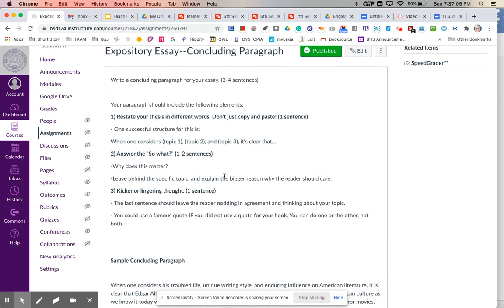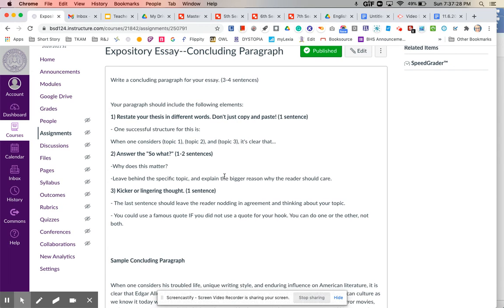And then finally, the kicker or the lingering thought. It's the last sentence that should leave the reader nodding in agreement and thinking about your topic. You could use a famous quote if you did not use a quote for your hook. So if you use a quote in your introduction, you cannot use a quote in your conclusion. It has to be one or the other, not both. Again, it's just kind of lazy to the reader.